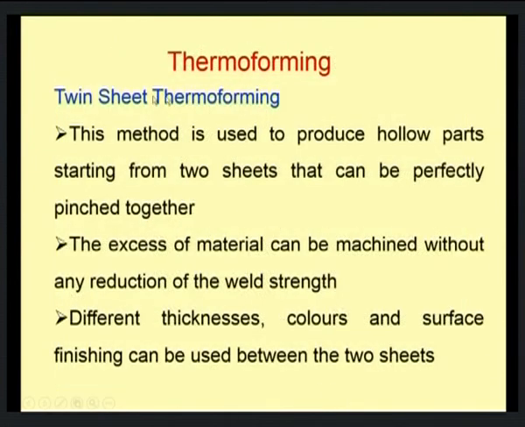And the next variation in thermoforming is twin sheet thermoforming. Now, why we go for this method is to produce hollow parts starting from two sheets that can be perfectly pinched together. The excess material can be machined without any reduction of the weld strength.